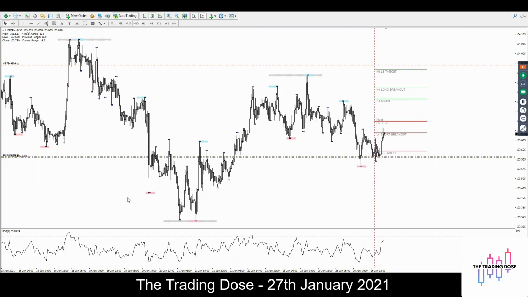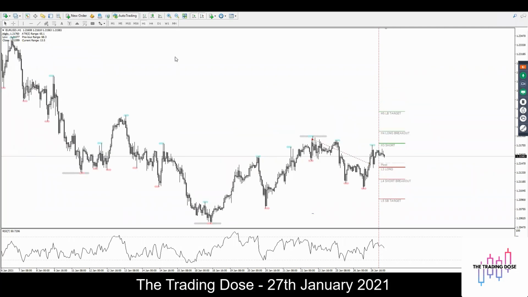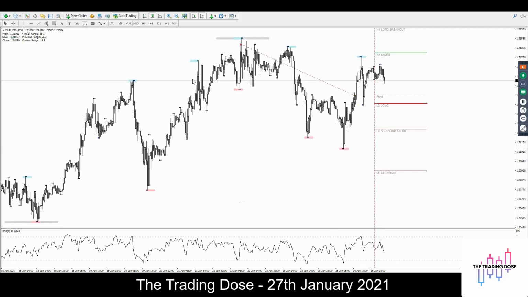All right, so that's a quick update on some of the active trades and some of the results that we had so far. Right now we only have one trade running, which is the dollar yen, and I've just shifted my stops to break even. So let's take a very quick look at some of the potential opportunities for today on an intraday basis.